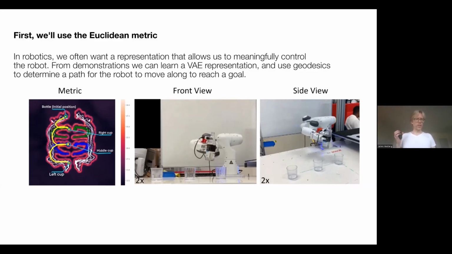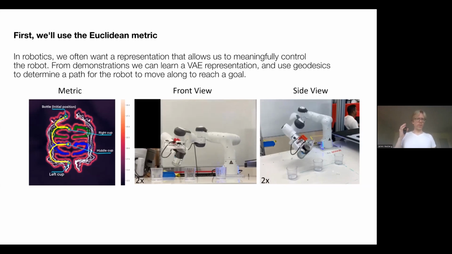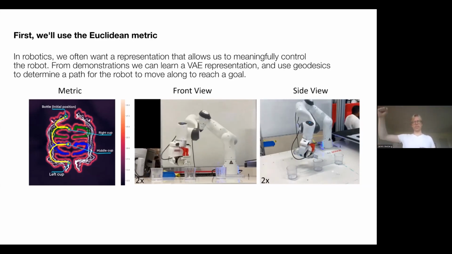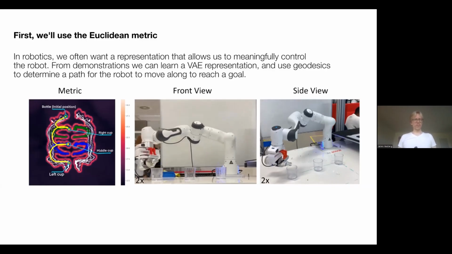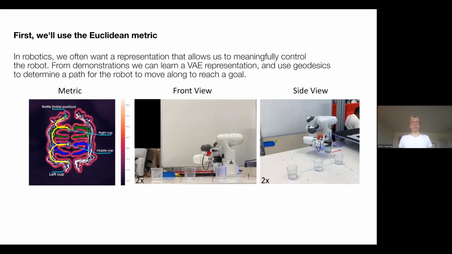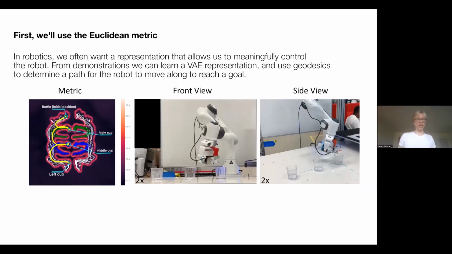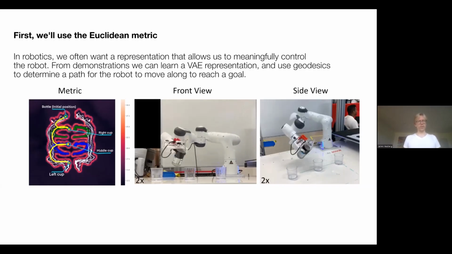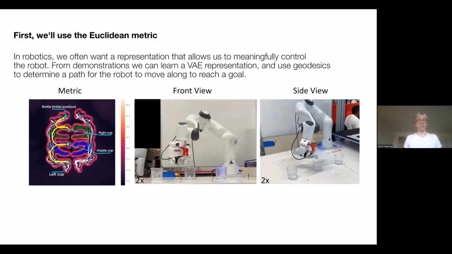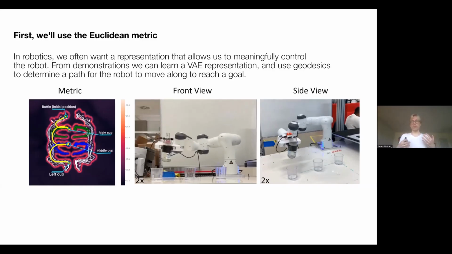In this particular case, we are given trajectories of how the robot should be moving, and then we fit a variational autoencoder to these trajectories, just completely ignoring the temporal dimension. And what you see on the left are the latent representations of this data. And what we then simply do is that we compute geodesics.